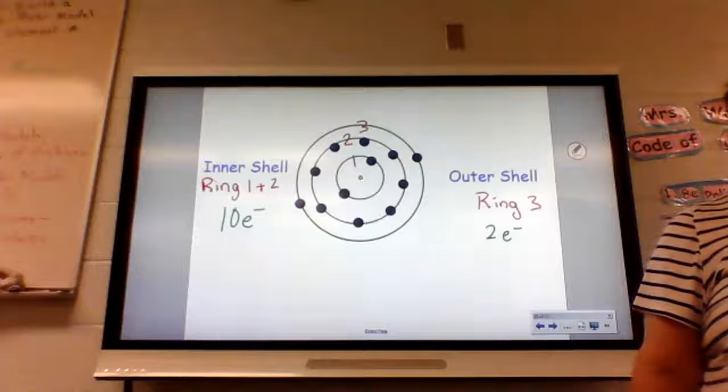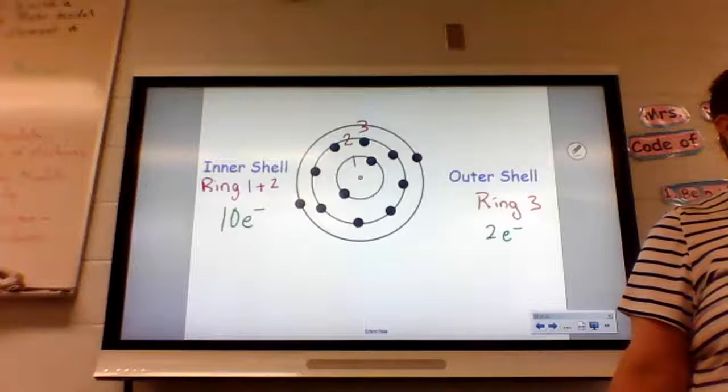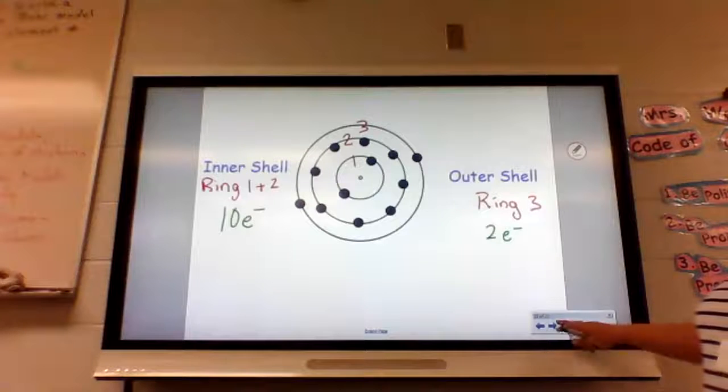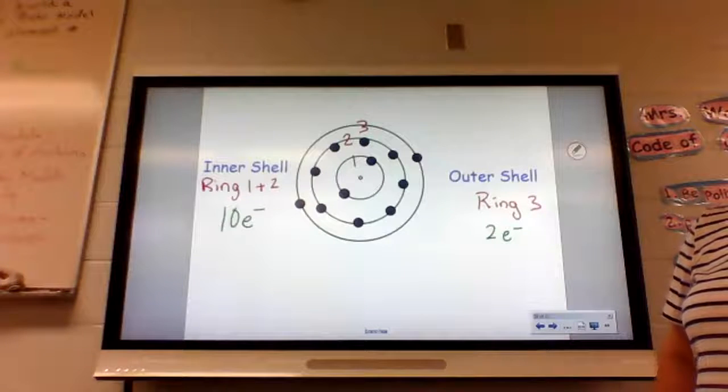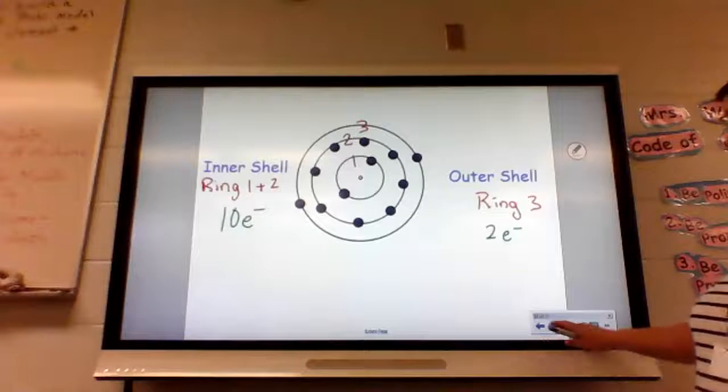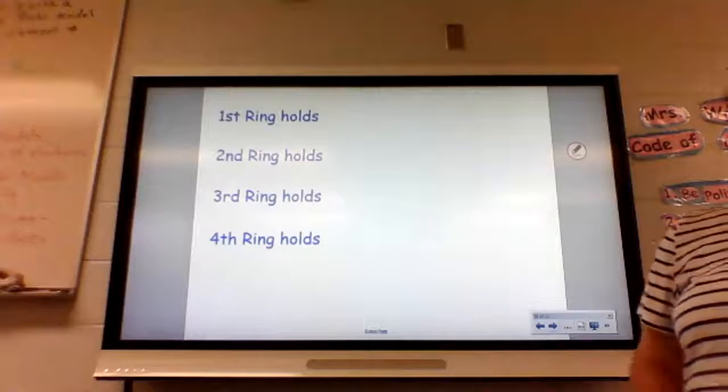All right, so now we just need to talk about how you're going to build the model yourself. How do you know how many electrons go on each ring yourself? How many rings are there? You have to figure it out based on how many electrons can go on each ring. Okay, so here are the rules.